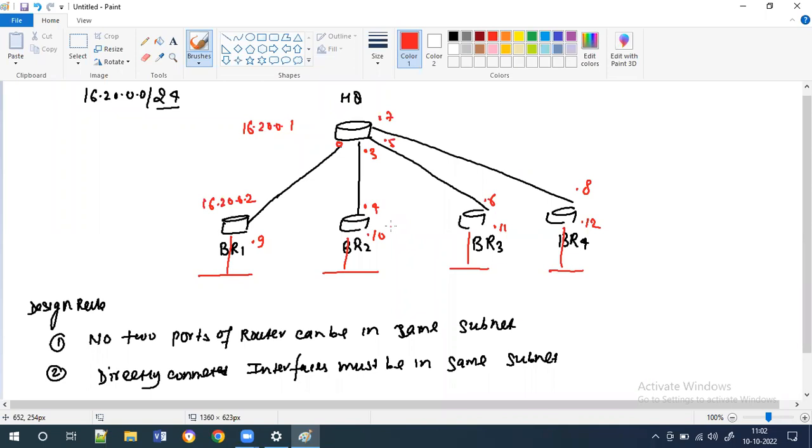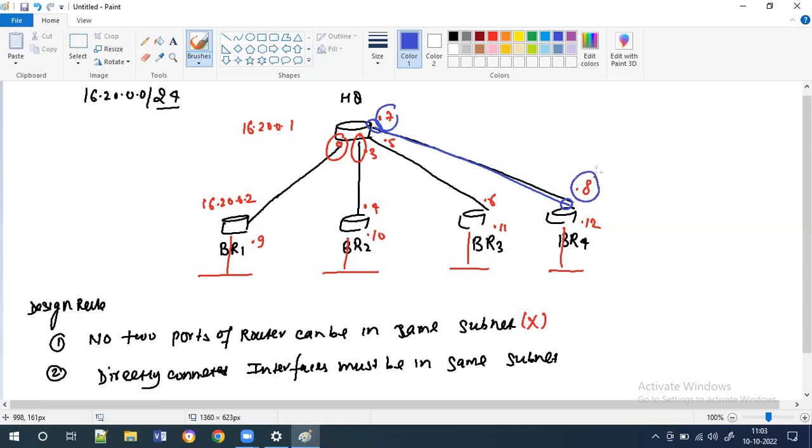Now, if you consider the design rule, it says no two ports of a router in the same subnet. That means this interface and this interface cannot be in the same subnet. But here we are putting them into the same subnet. So from the first rule, this is not possible. The second says directly connected interfaces must be in the same subnet. This interface is connected with this router, the branch 4 router, and it says they must be in the same subnet. So .7, .8, I can assign these IP addresses here.